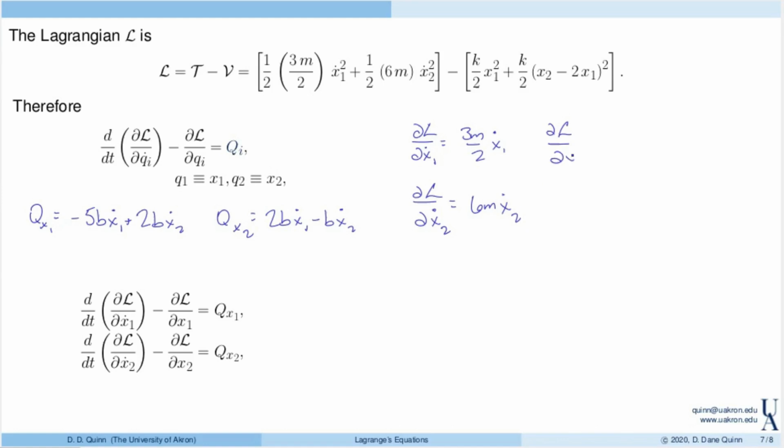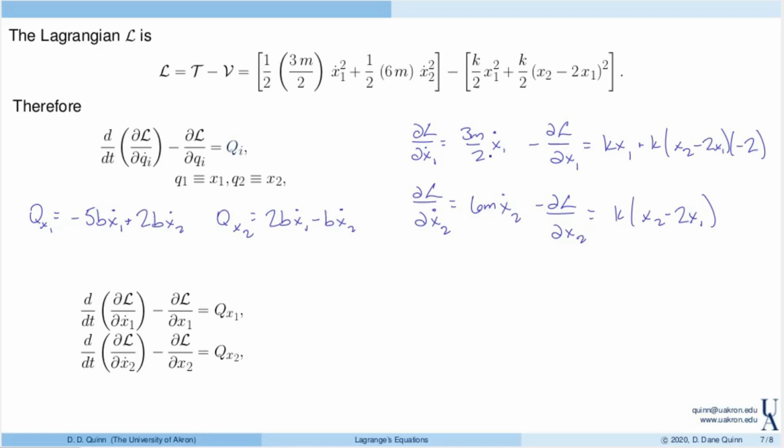Then the partial of L with respect to x1, and this minus sign here I'll put over on the left, is k x1 plus k times x2 minus 2x1, and now times the derivative of what's inside with respect to x1, which is minus 2. Finally, the partial of L with respect to x2 is k times x2 minus 2x1. So now we'll just apply Lagrange's equations.